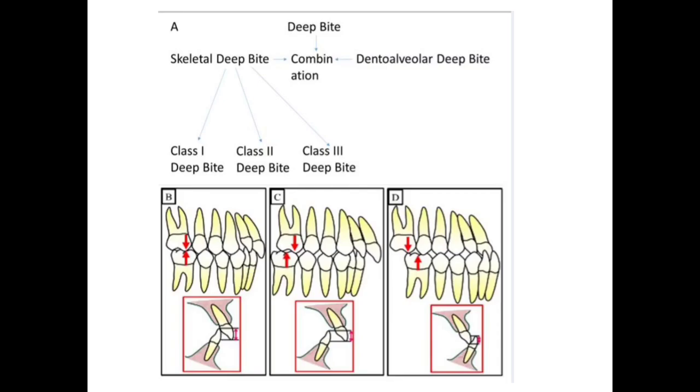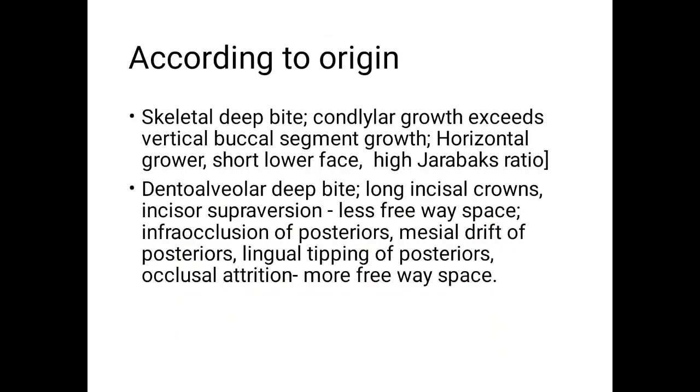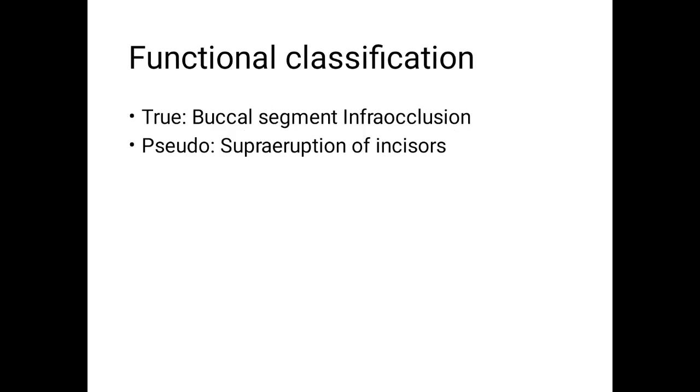Also, the classification according to origin: we have skeletal deep bite and dentoalveolar deep bite. With the skeletal deep bite, the key feature is forward and upward rotation of the mandible, causing deepening of the bite. We know ideally the mandible is supposed to grow downwards and backwards. It has to rotate clockwise, but in this case it rotates anticlockwise and causes bite deepening. It can also be dentoalveolar, which is usually incisor supraversion or supraeruption. Or it can be a functional classification: true deep bite.